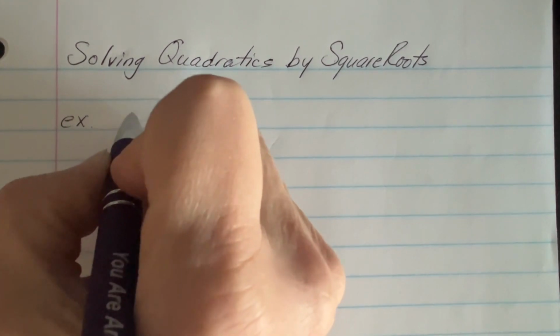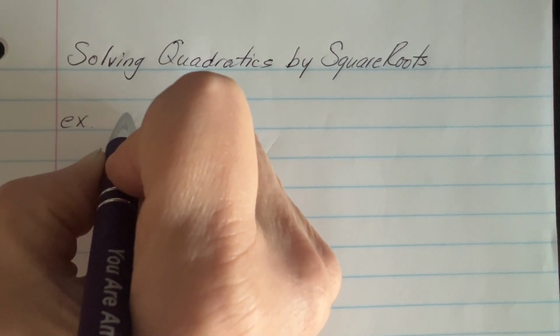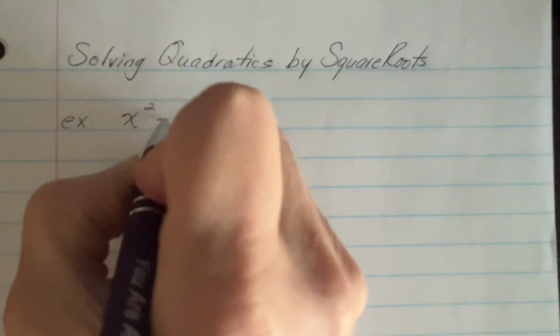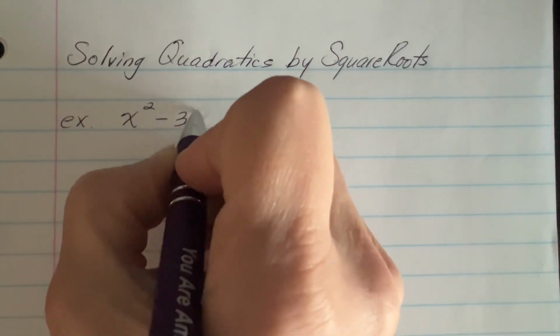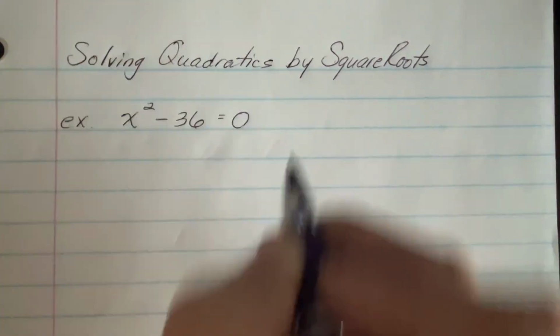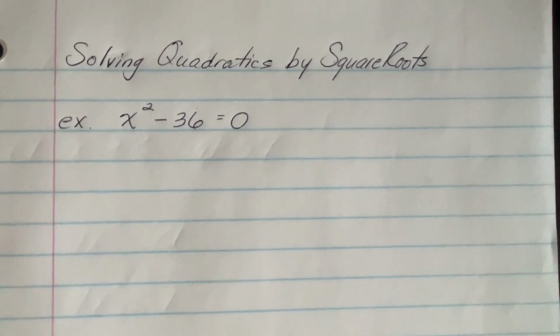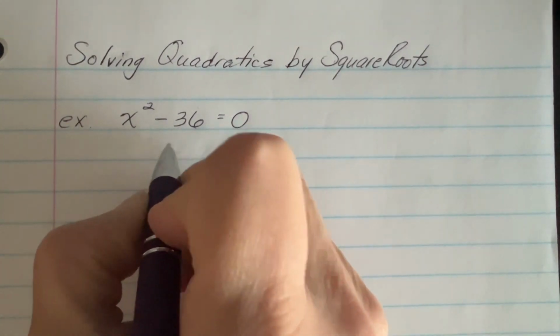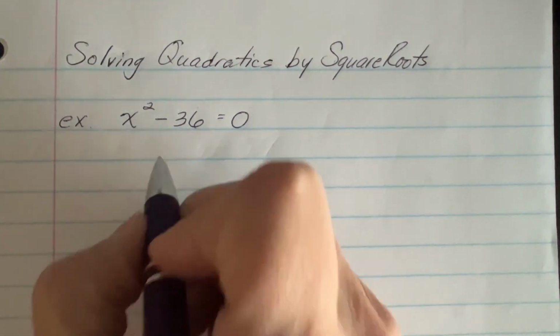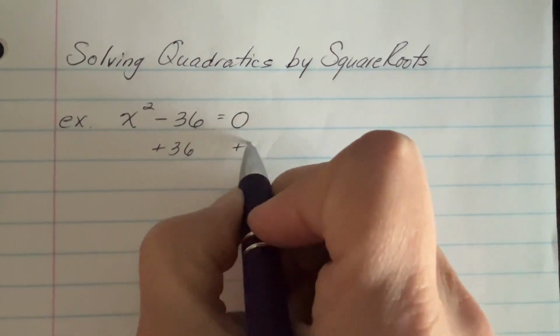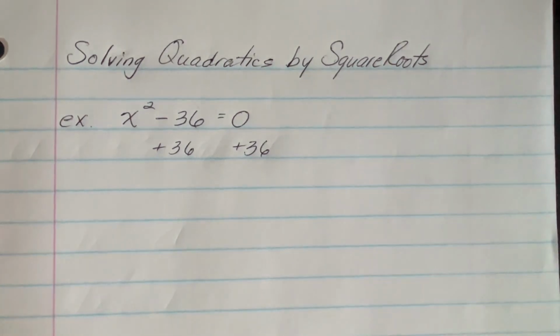You're going to see that we're still setting these equal to 0, or some of them have not been set equal to 0. For example, if this is set equal to 0, is there an alternative? And this is another alternative. I see something almost immediately that tells me I can add 36 to both sides, giving me a positive radical, not a negative one.